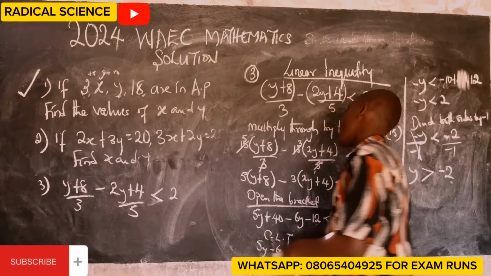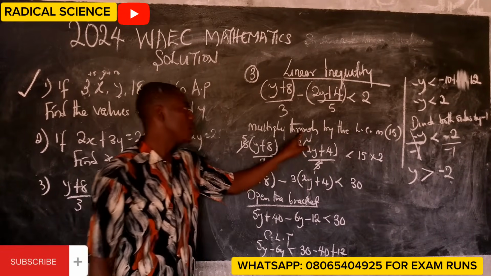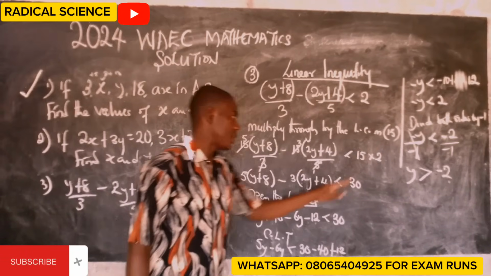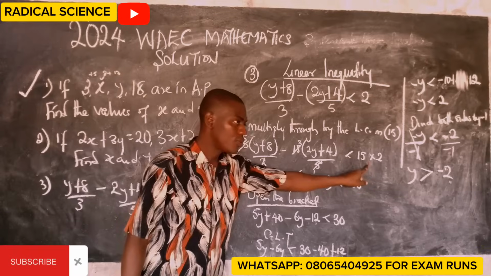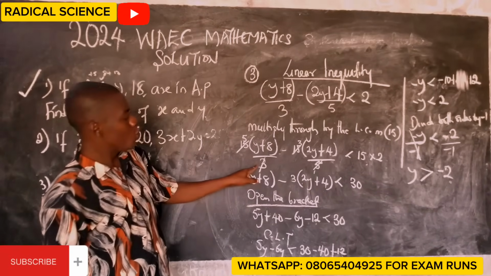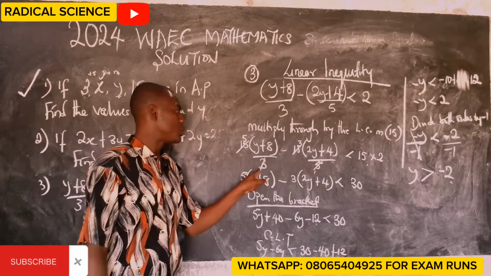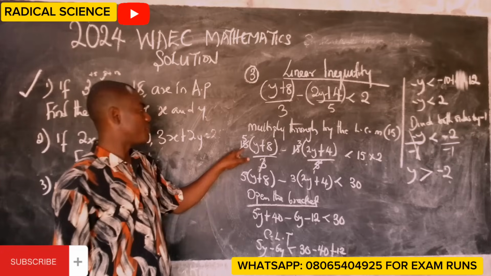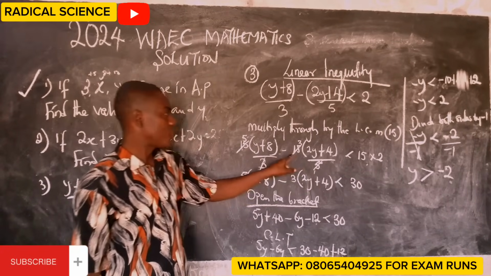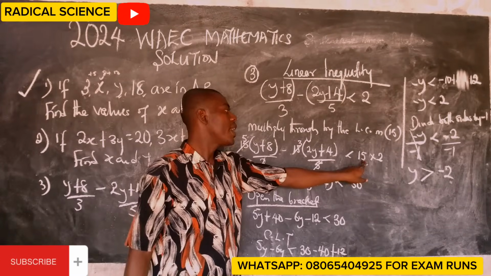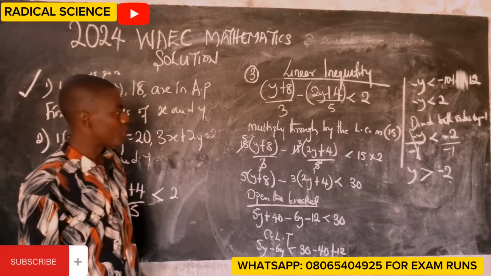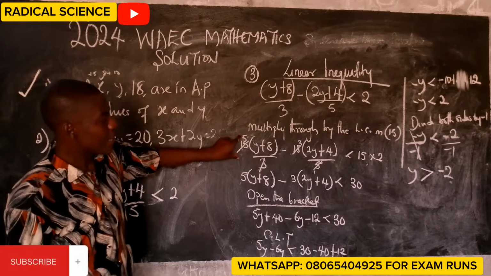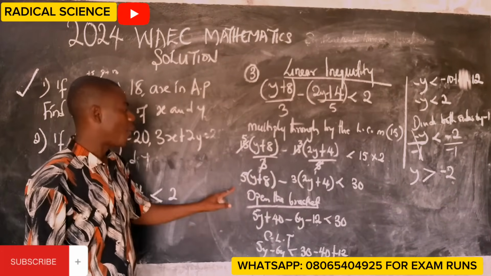In producing the bracket, I now multiply through by the LCM. From our primaries, you know that the LCM of 3 and 5 is 15. I multiply through. You multiply all of them. In multiplying, you cancel the denominator by the LCM. Once you cancel, 3 divides 15, you're going to have 5. 5 divides 15, you're going to have 3. There's nothing to cancel here because there's no denominator. It's not a fraction. This one is an integer, a whole number. And if I have cancelled and removed the denominators, I will now open the brackets.